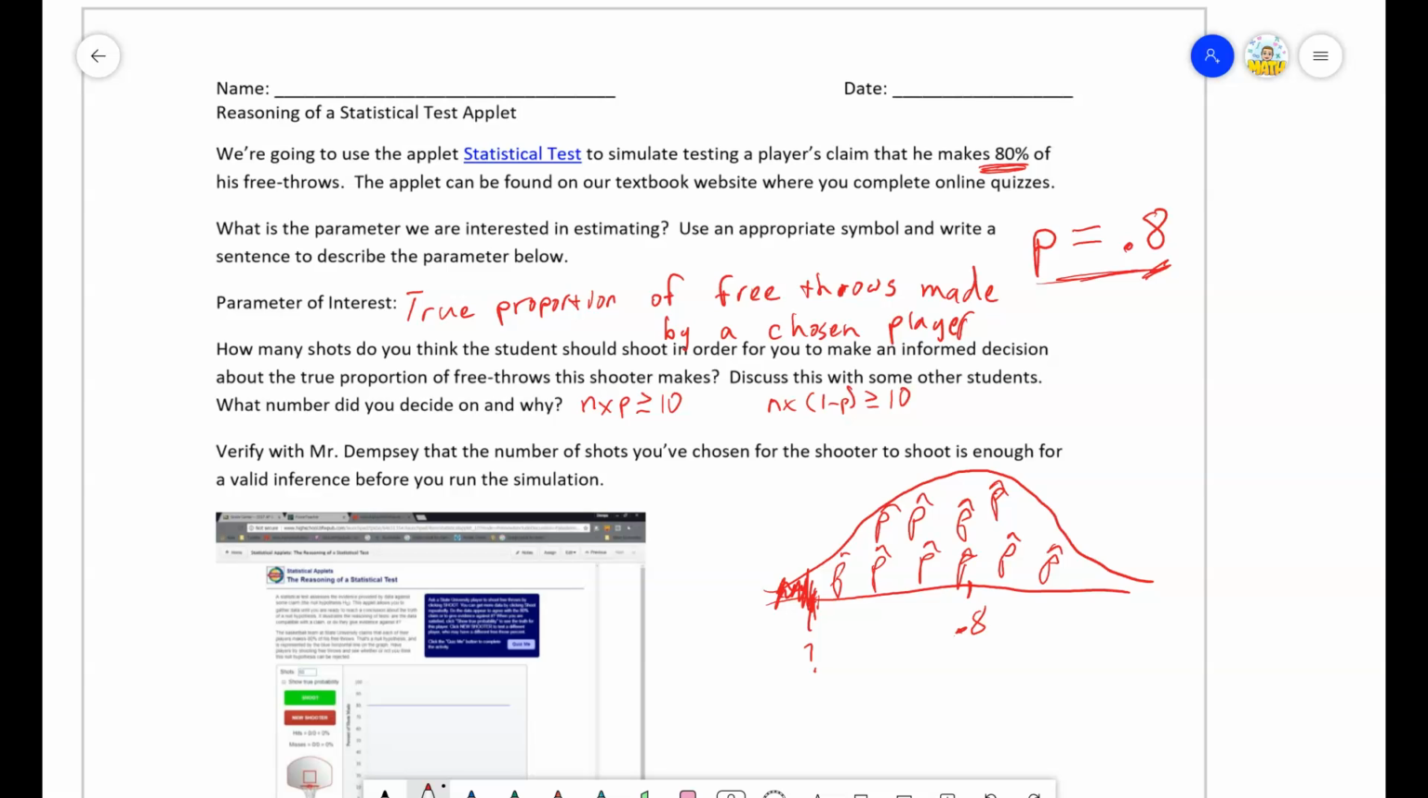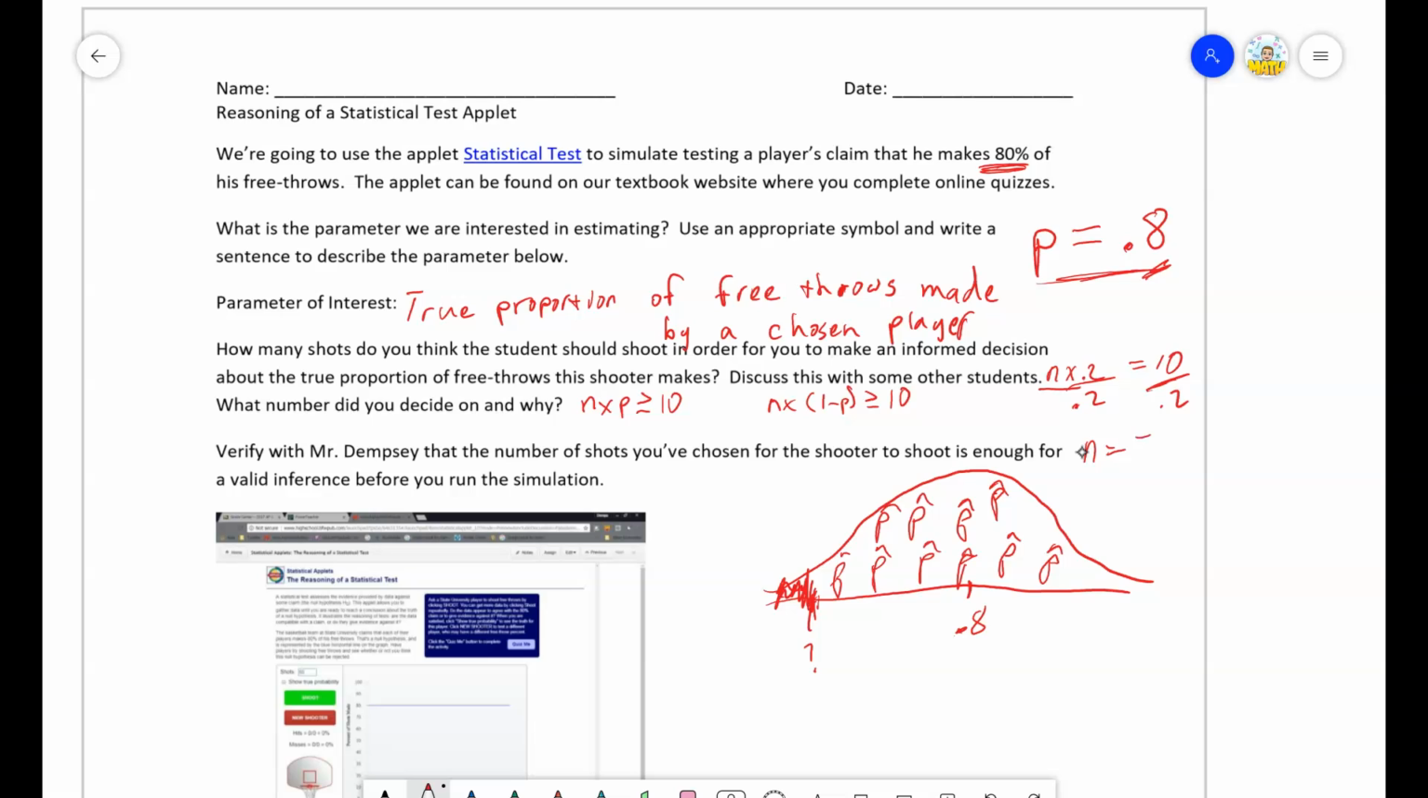I need this value of n times 0.2 to be greater than or equal to 10. If n times 0.2 is greater than or equal to 10, then n times 0.8 certainly would be. So let's think about that. For n times 0.8 to equal 10, we would just divide both sides by 0.8, right? We know the 0.8 is going to be satisfied if 0.2 is satisfied. So we would take 10 and divide by 0.2.